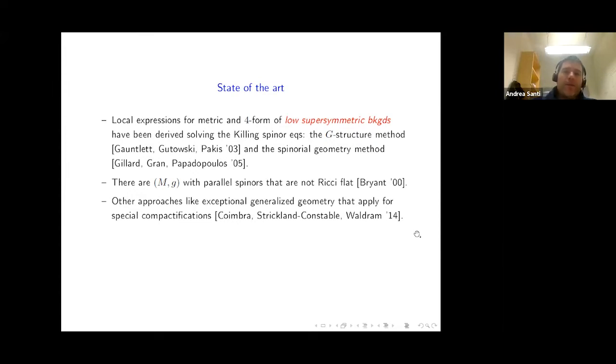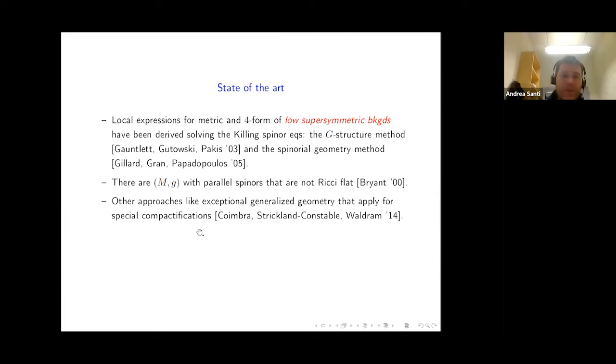So let me say what's the state of the art about supergravity backgrounds. In the low supersymmetric case, so backgrounds admitting one Killing spinor, a lot is known. There are local expressions both for the metric and the fluxes coming from essentially two methods developed by theoretical physicists. One approach is via G-structures, and the other one is the so-called spinorial geometry method. It relies on the fact that spinors after complexification can be thought of as differential forms, and one rewrites the Killing spinor equation as an equation on differential forms. So if you are interested to know what's going on in the low supersymmetric case, these two are the references.